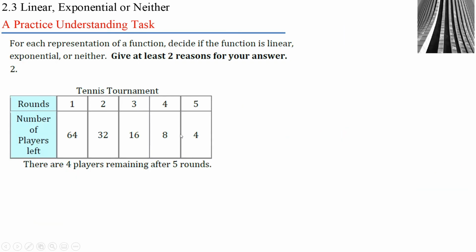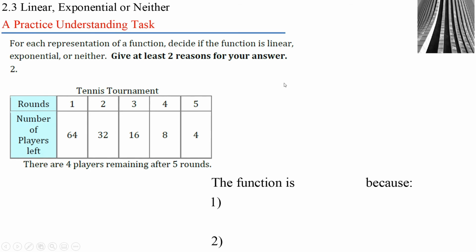Okay, number 2, same question, but the model they have given us is this table. It's a tennis tournament with the inputs being the round number, and the output would be the number of players left. So after round 1, there will be 64 players left in the tournament. After round 2, 32. After round 3, 16, and so on. All right, so we need to decide whether or not this is linear, exponential, or neither.